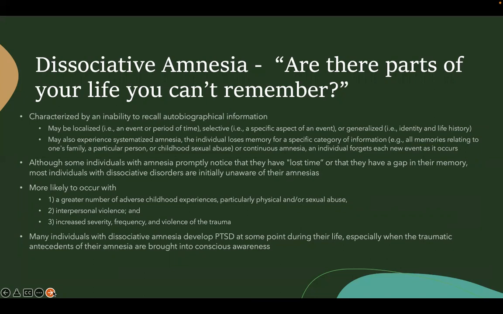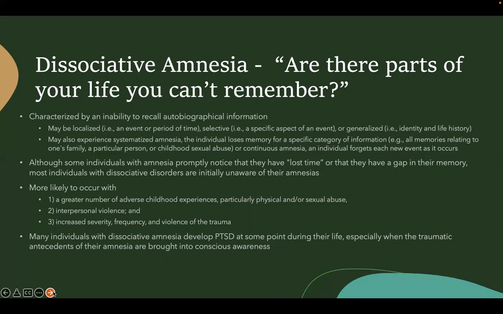And the amnesia may also be systematized. This is where the individual loses memory for a specific category of information. So all memories relating to their family, all memories relating to a particular person, all memories relating to a specific event like childhood sexual abuse. Or it can be continuous, which essentially means that the individual is not able to create new memories. Although some individuals with amnesia promptly notice that they have lost time or that they have a gap in their memory, most individuals with dissociative disorders are initially unaware of their amnesia. So just be aware of that as you are screening for it.